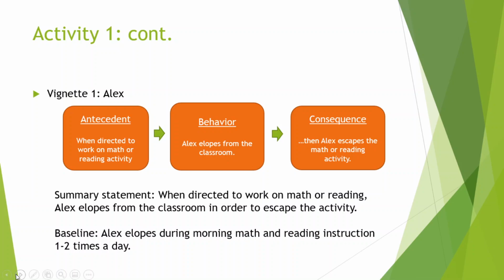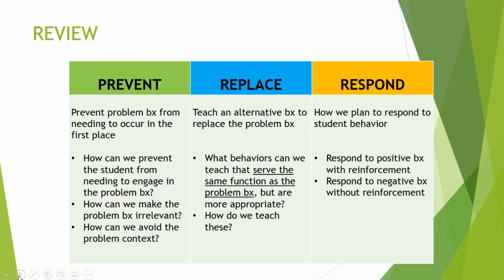So now let's think about some strategies we can use to address Alex's behavior. So for your assignment 2, you'll be filling out prevent, replace, and respond. So for preventing problem behavior, we want to prevent problem behavior from needing to occur in the first place. When we're thinking about preventing behavior, you can ask yourself these questions. 1, how can we prevent the student from needing to engage in the problem behavior? 2, how can we make the problem behavior irrelevant? And 3, how can we avoid the problem context?